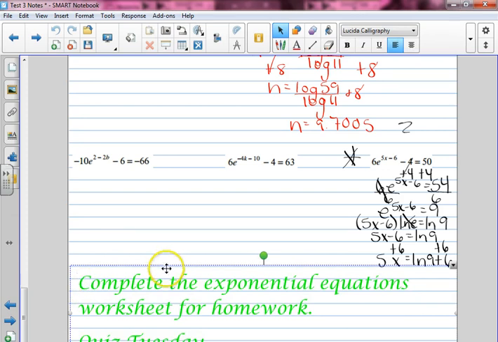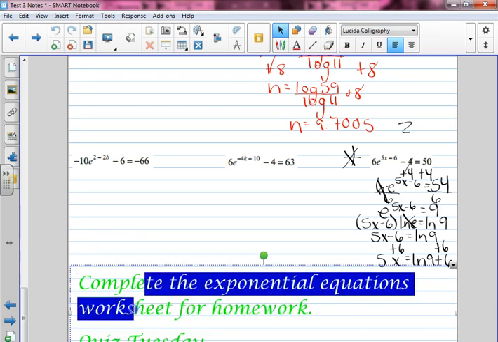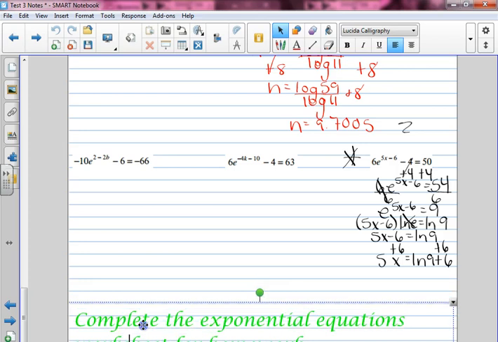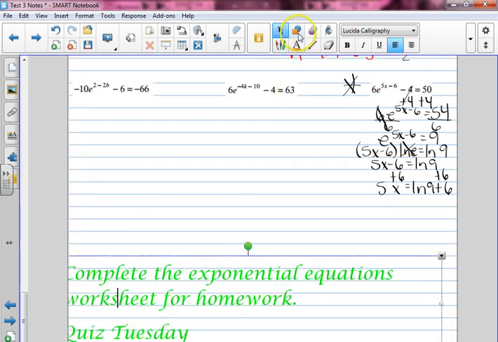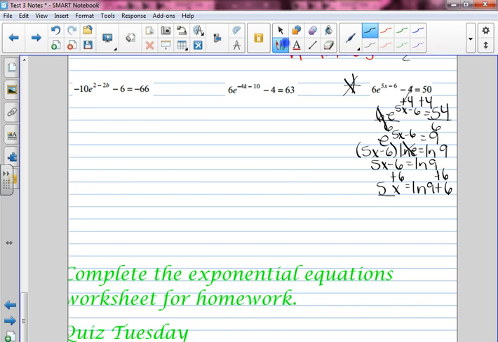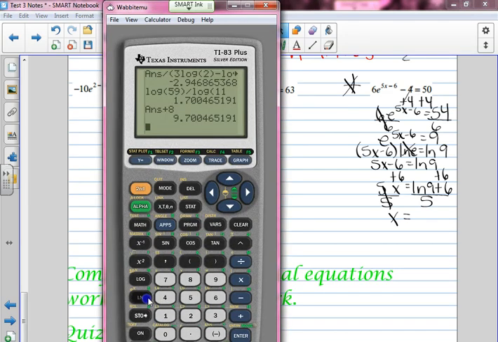And now you need to divide by 5. So x equals the natural log of 9 plus 6, enter, divided by 5. And you get 1.6394.